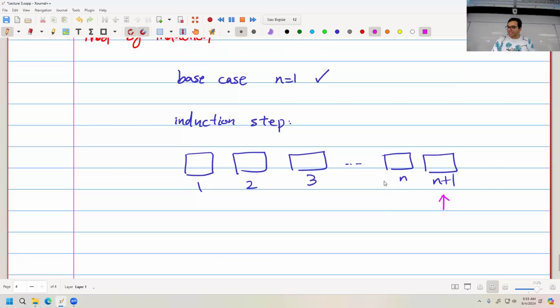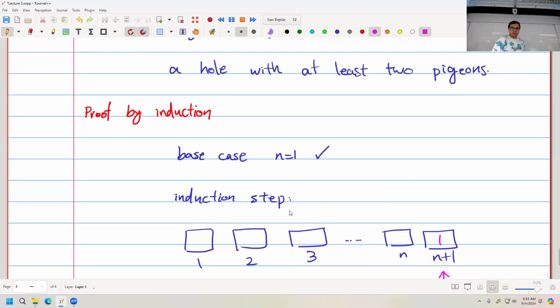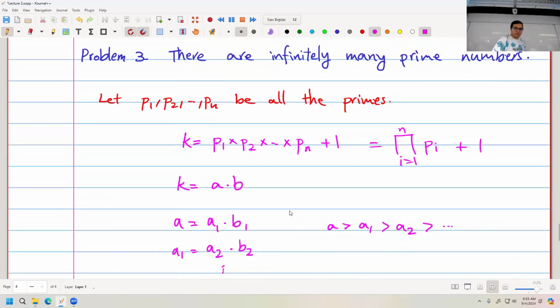Okay. Now, the other case is that I have exactly 1 pigeon here. In this case, we don't have to kill it. So for the rest of this, I have n holes and n+1 pigeons again. And again, by the induction assumption, there's going to be at least 1 hole that has 2 pigeons or more. Okay. So this is how we prove the pigeonhole principle using induction.